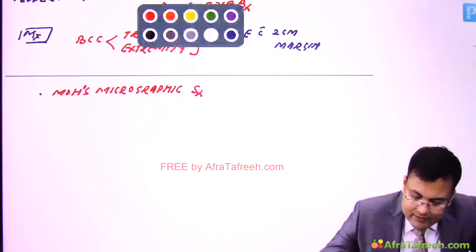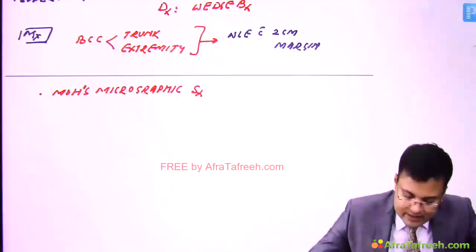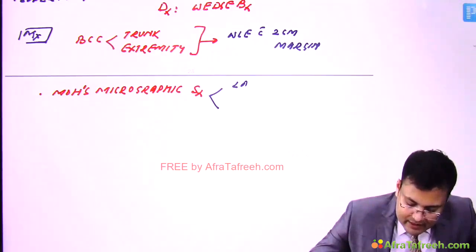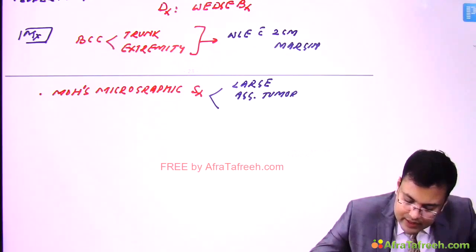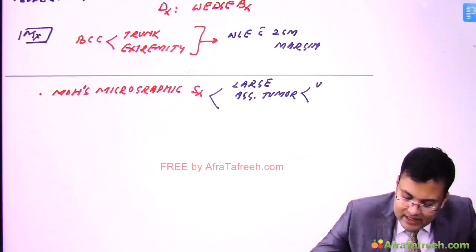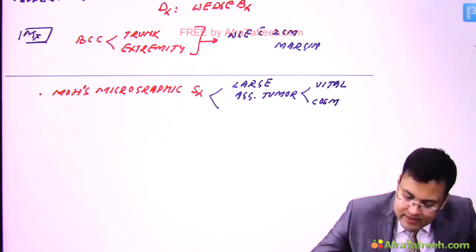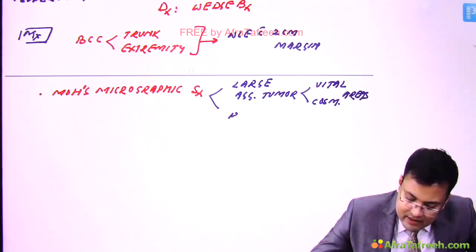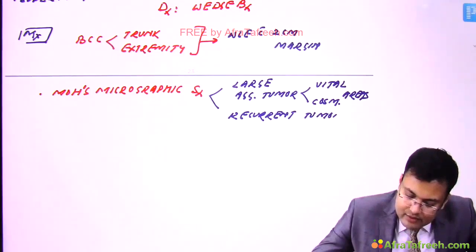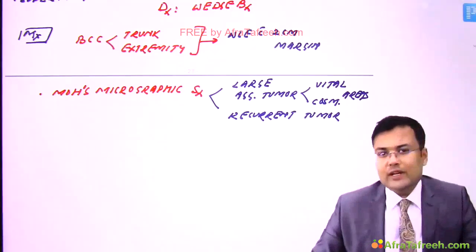Clear? And in which cases is this Mohs micrographic surgery done? If the patient is having large aggressive tumors involving vital areas and cosmetic areas, clear? Or the patient is having recurrent tumors, there is presence of recurrent tumor. In that case we go for Mohs micrographic surgery.